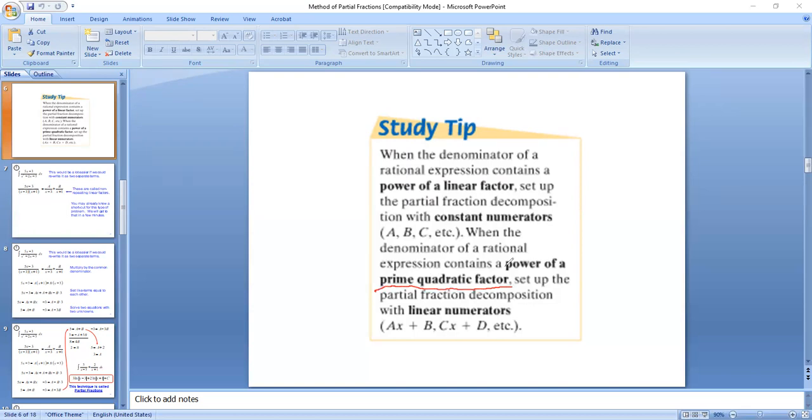That is type 3, when your denominator is a prime quadratic factor. The one that I'm going to discuss now is the power of a linear factor, wherein the numerators are just unknown constants. So we'll use the first here. The second part will be for the third type. Okay, I will now clear my markings. Let's look at this example.